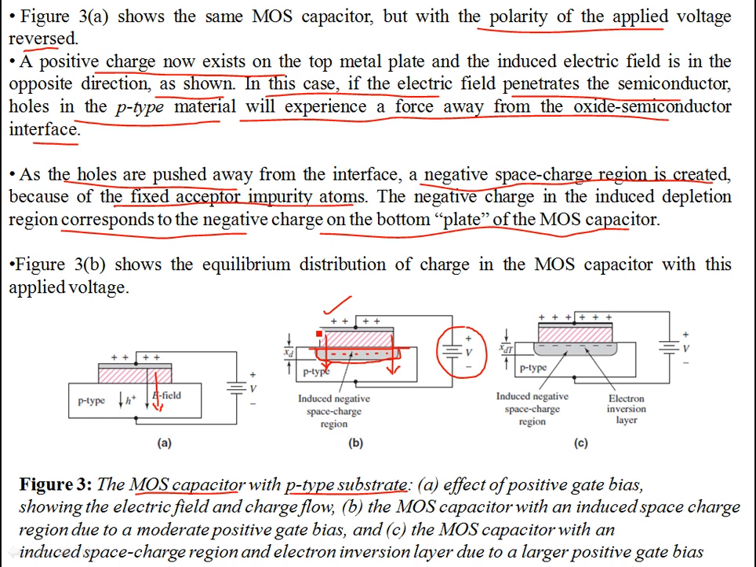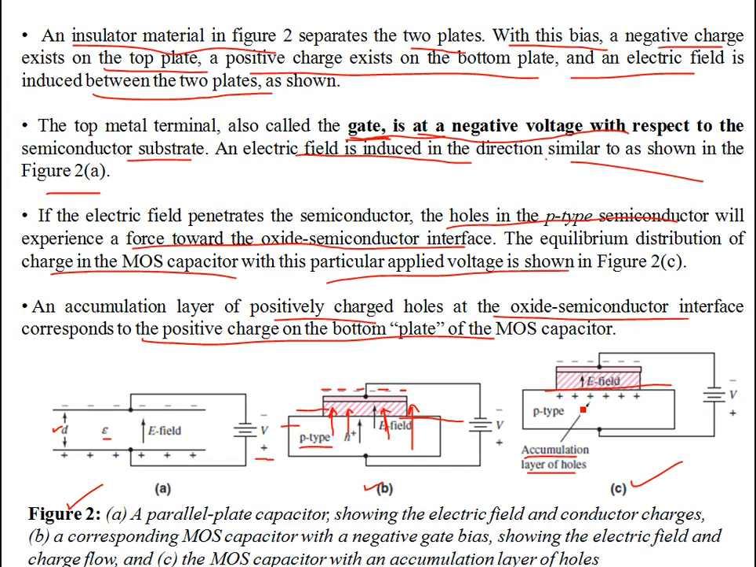So it's just the other way around. Owing to the polarity being reversed, the direction of the field reverses. Since the substrate is the same, which is p-type, the accumulated charges that we had before are now pushed towards the bottom.